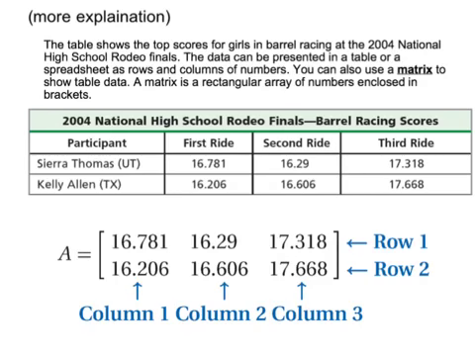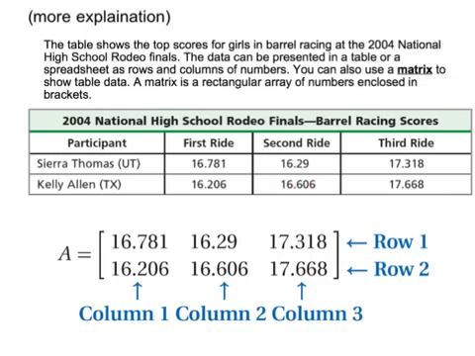More explanation. The table shows the top scores for girls in barrel racing at the 2004 National High School Rodeo Finals. The data can be presented in a table or a spreadsheet as rows and columns of numbers. You can also use a matrix to show table data. A matrix is a rectangular array of numbers enclosed in brackets. So here we have our data.